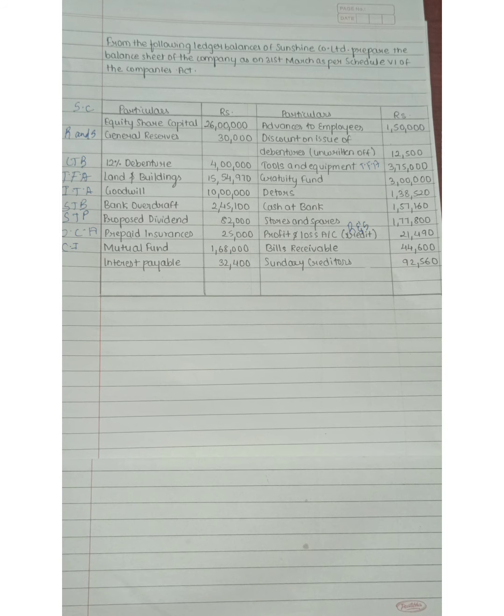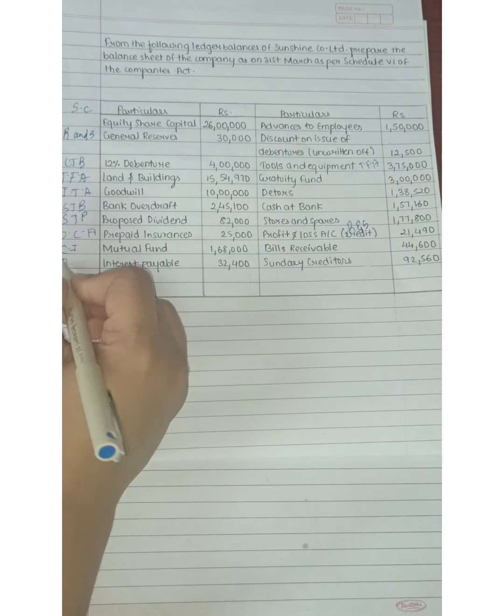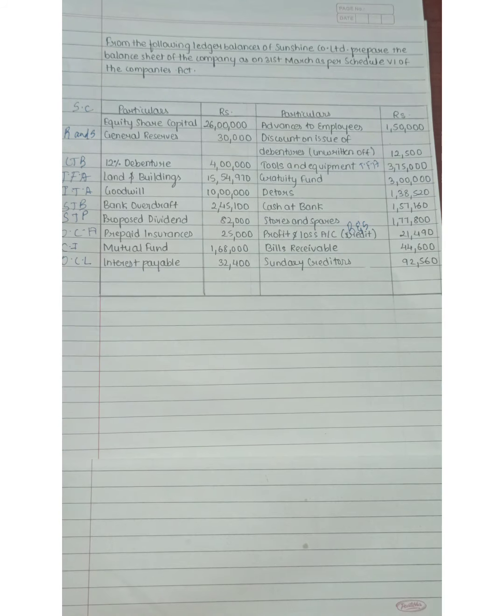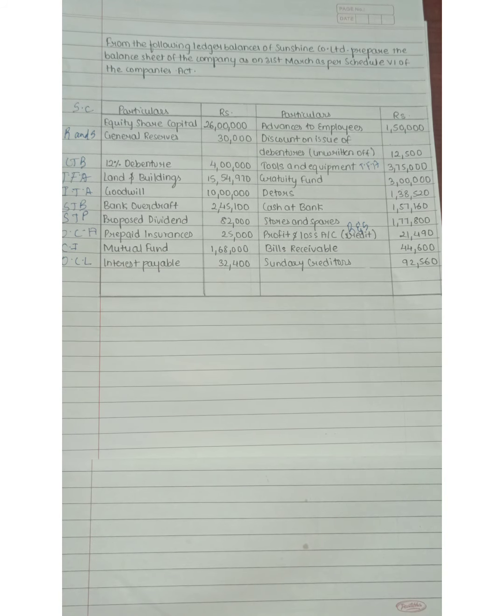Next we have interest payable. So interest payable is our other current liability. Interest payable is a liability and it is usually recorded on the liability side. It is a liability because the interest is payable. It means we have to pay it but we have not yet paid. Therefore, it is other current liability.